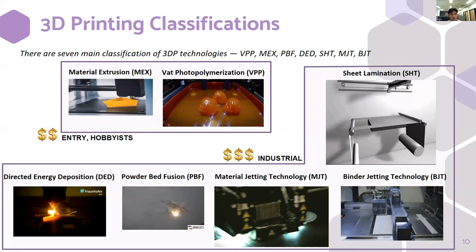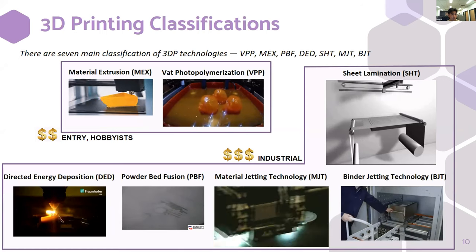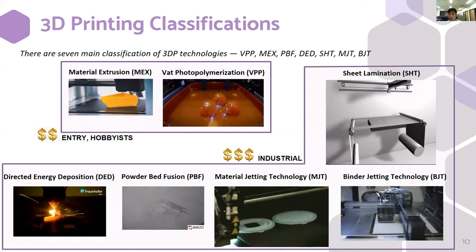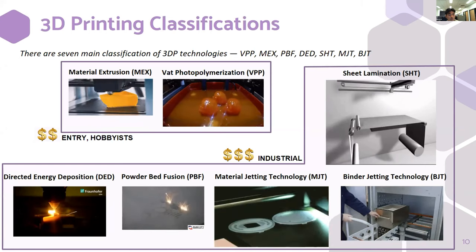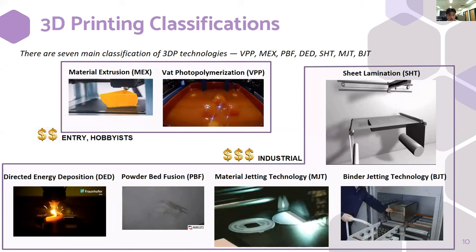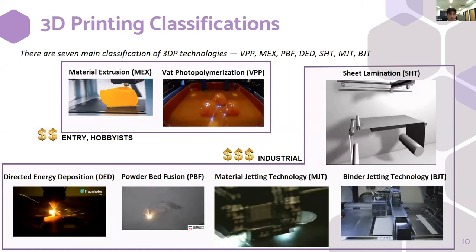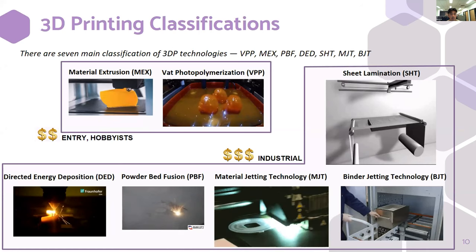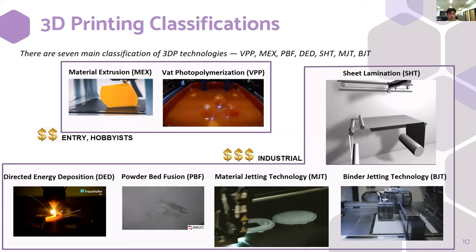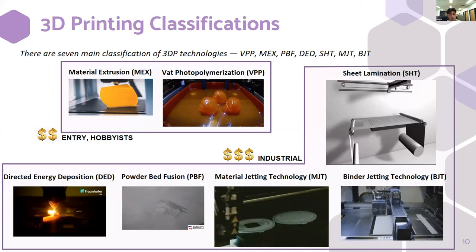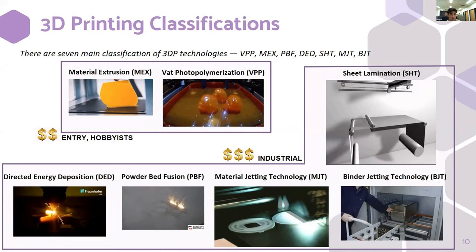So yeah, 3D printing is classified into seven main technologies. We have material extrusion and VAT photopolymerization. These 3D printers are in the lower end of the spectrum and are widely used by entry-level users, hobbyists, students, and researchers. And the rest of the five technologies, we have SHT, DED, PBF, MJT, and BJT. They're in the higher end of the 3D printing spectrum, which are mostly used for industrial and large-scale manufacturing of polymers, metals, and composite parts.